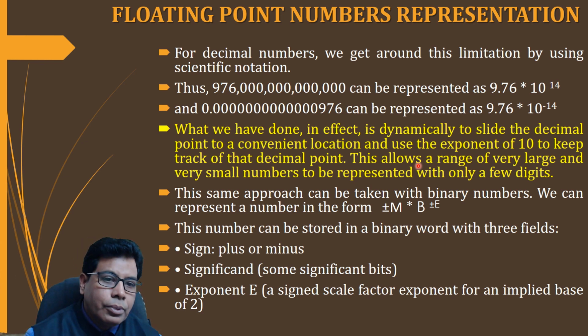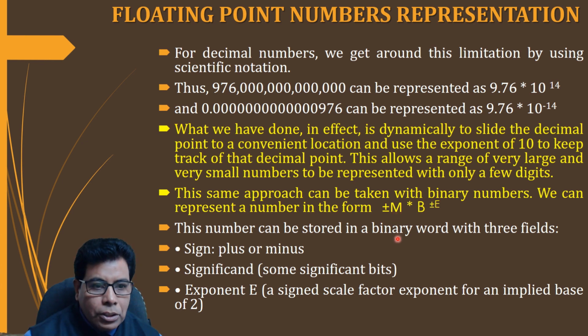Let us see how this can be applied to binary numbers. Using the same approach with binary numbers, we can represent a number in the form plus or minus m multiplied by b raised to plus or minus e. Here b is nothing but the base. In the case of binary, this will be 2. In the case of decimal, it is 10. So we have taken 10 raised to minus 14 and 10 raised to 14. Here we will take 2 raised to plus or minus e, that is the exponent. And m is nothing but the fraction or the mantissa part.